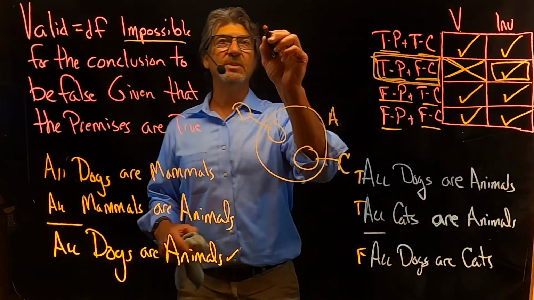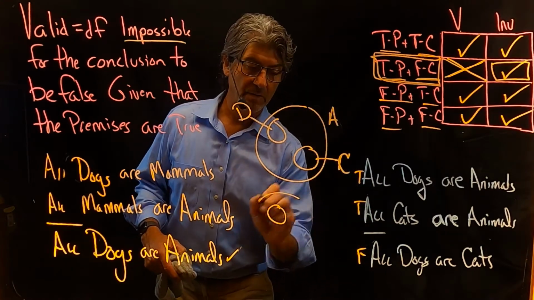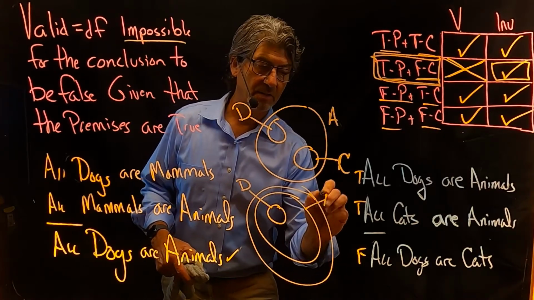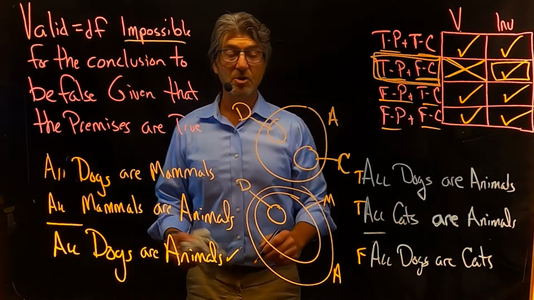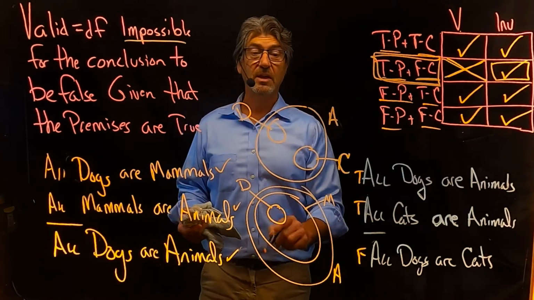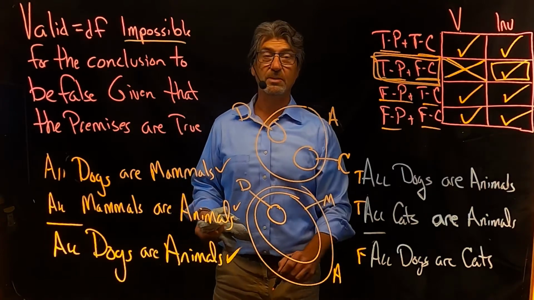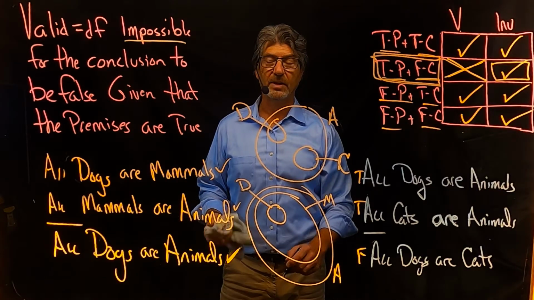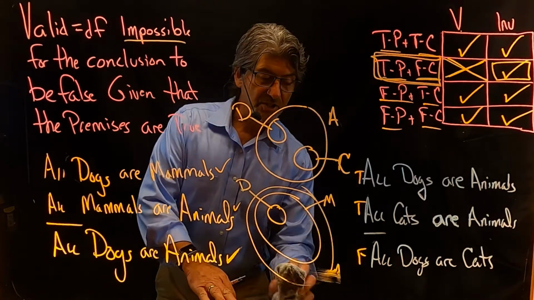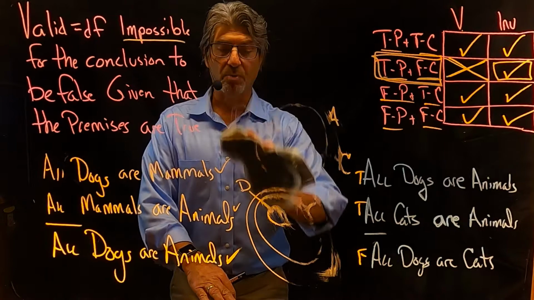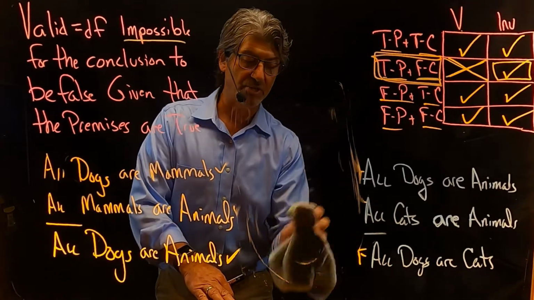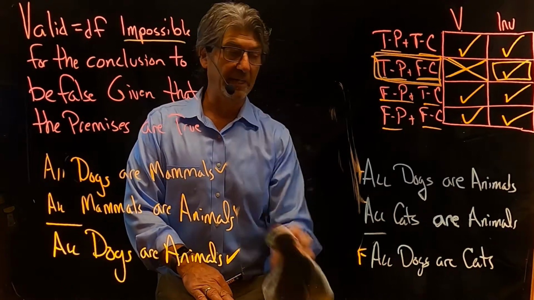No matter what I did with that other example, where we had dogs, mammals, and animals, no matter how I draw that, if I'm going to have these true, this thing is going to have to be true too. So again, you have to start by just assuming the premises are true. Now, in fact, them being true doesn't really matter much here, at least not for determining validity.